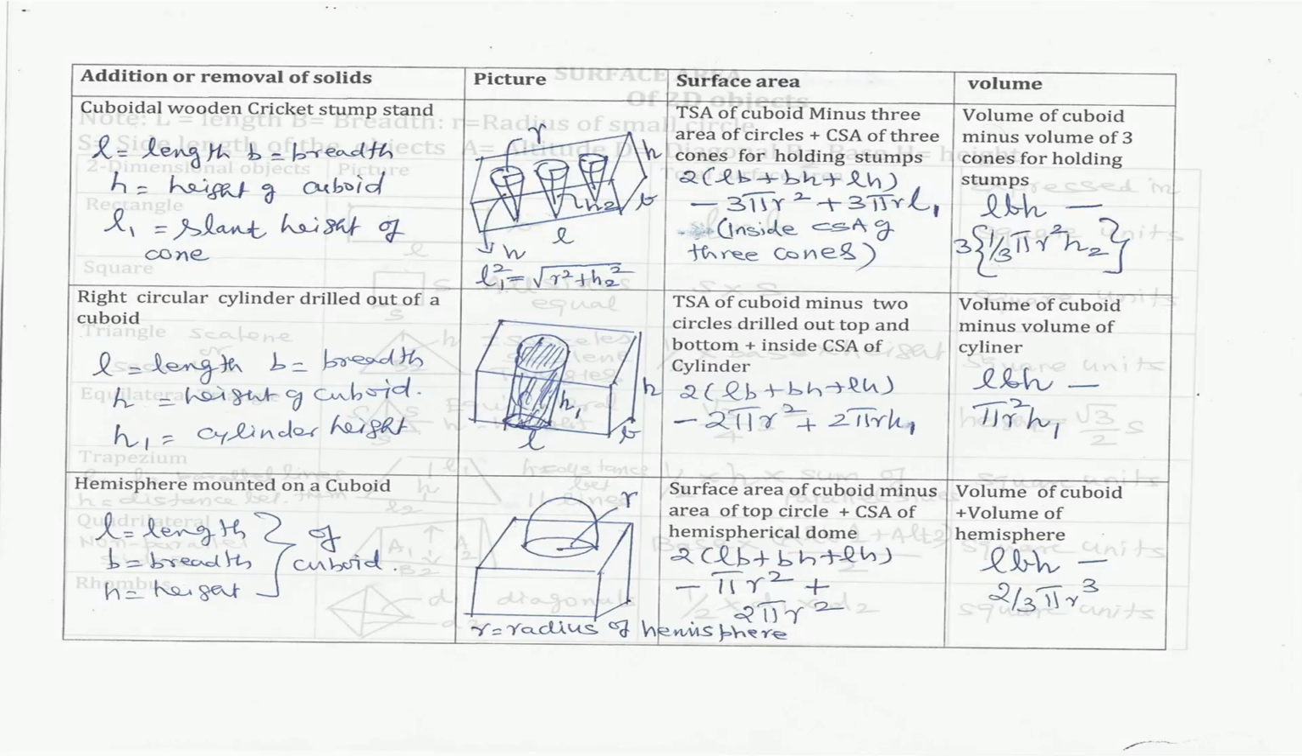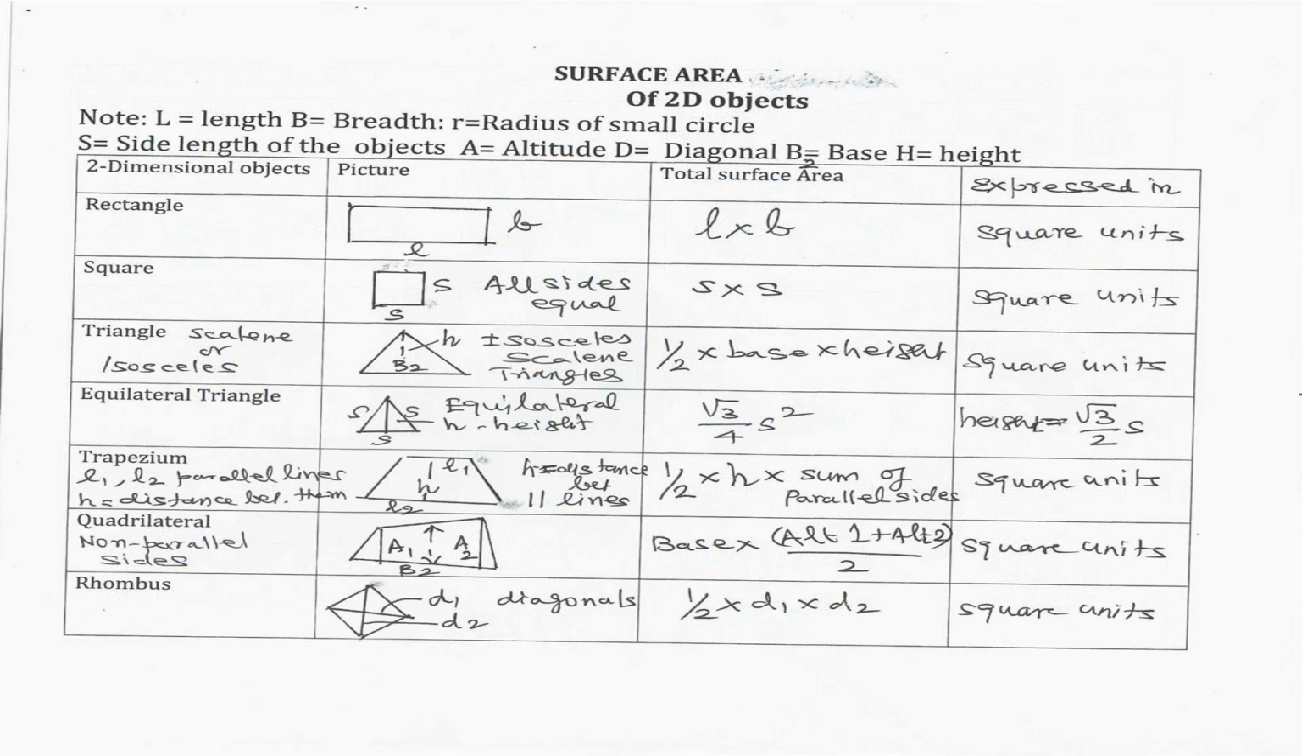Here imagine that you are running your finger across the remaining solid, then you can derive the results better. In the remaining slides, you will see the two-dimensional objects' surface area which you have learnt in the earlier standards, and this will help you to recapitulate areas of two-dimensional objects.